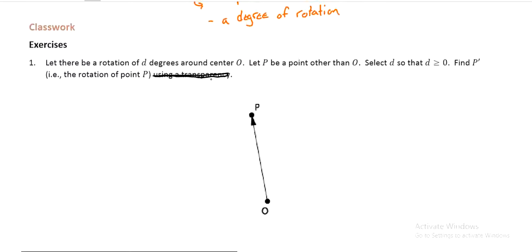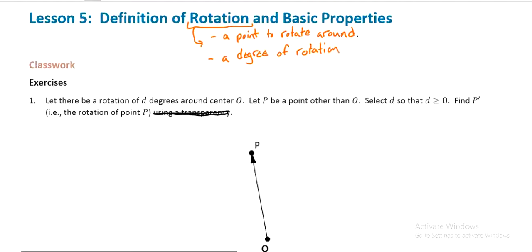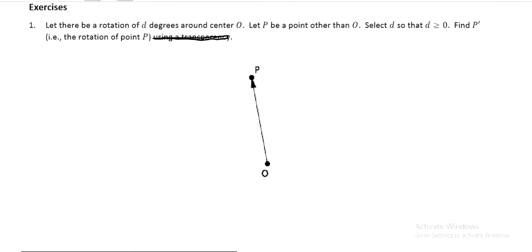Okay, so let's identify something first. The first thing we have to identify is the point to rotate around. They give us that point right here. They say that we're rotating around center O. We can see that point right here. So that's the point we're rotating around.